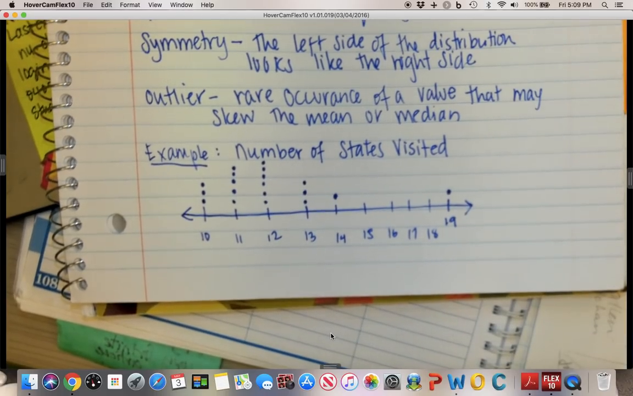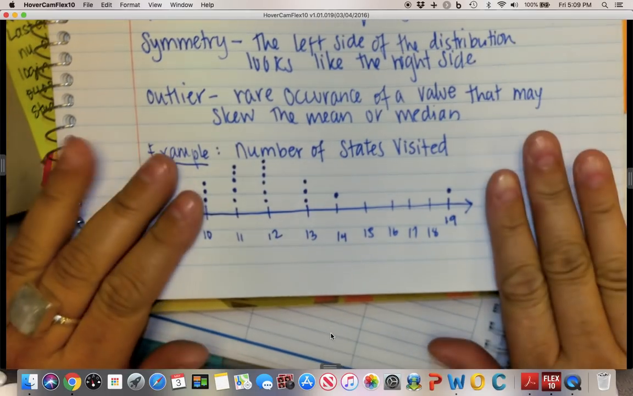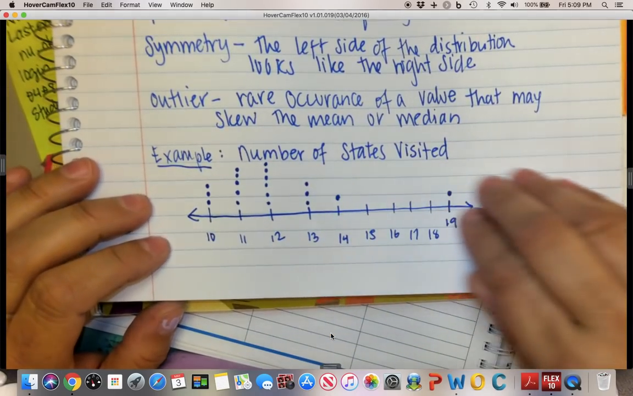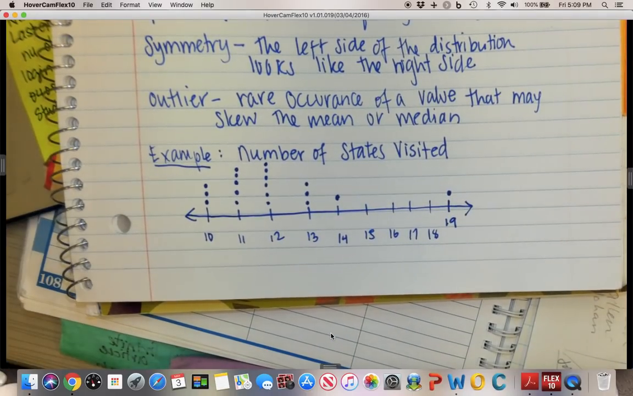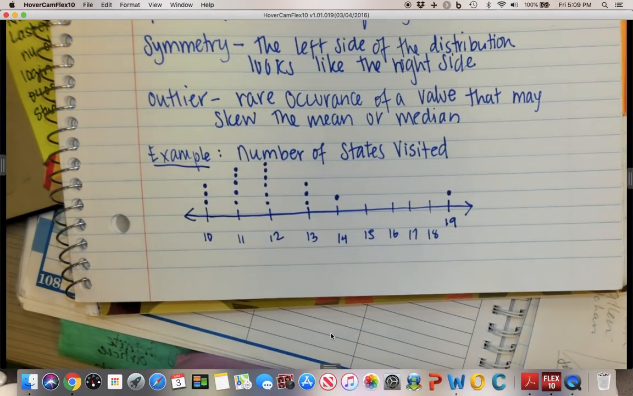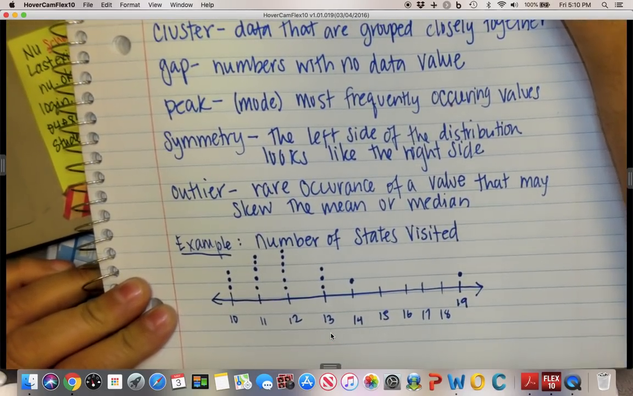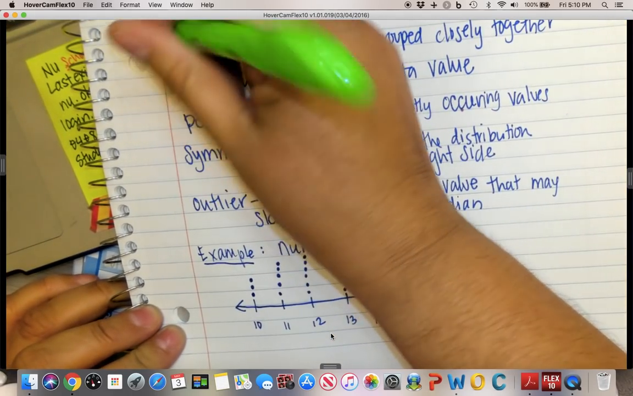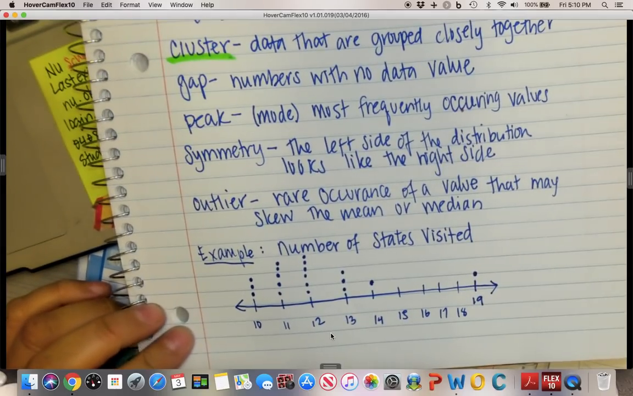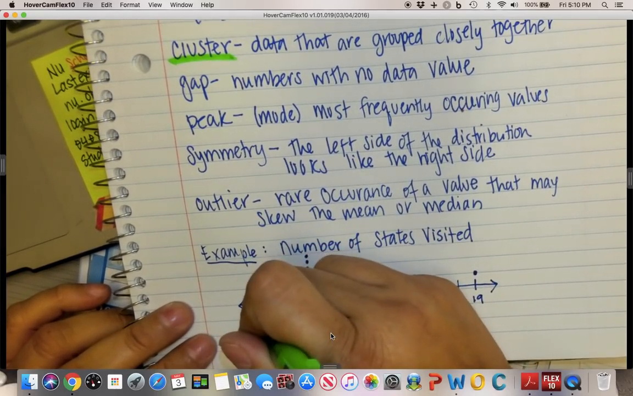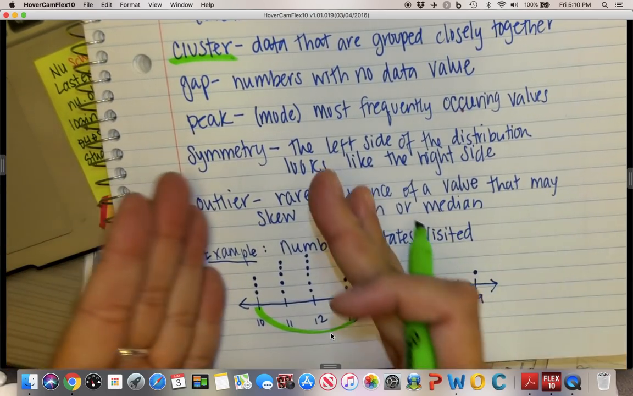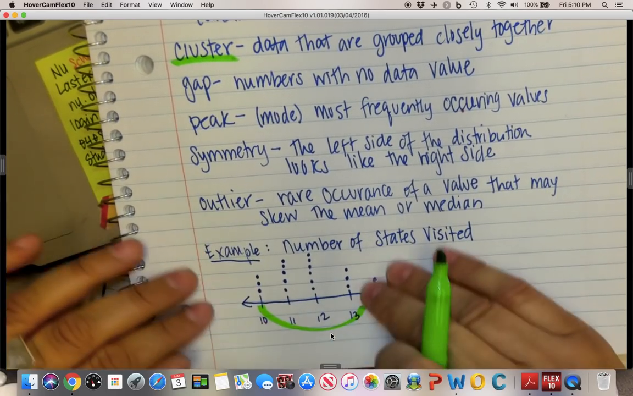Now I'm going to show you using different colors how to look at the data distribution, the shape of the data. What does it look like? So the distribution is just how we describe what the numbers are. I have a cluster here, and my cluster is going to be this set of data. Most of the data lies here between 10 and 14. This is my cluster.